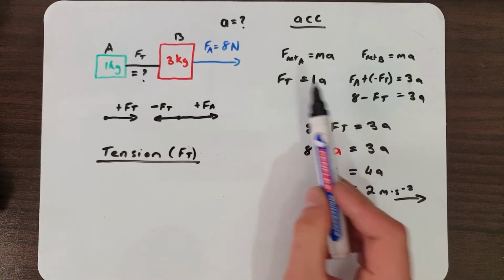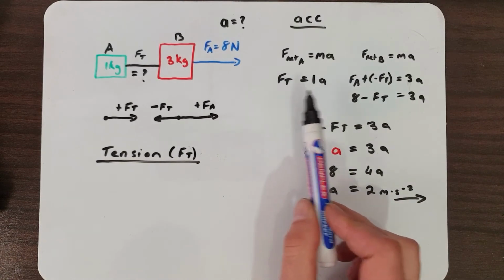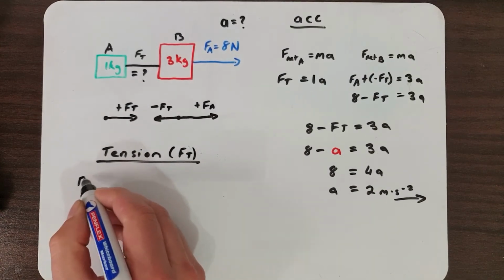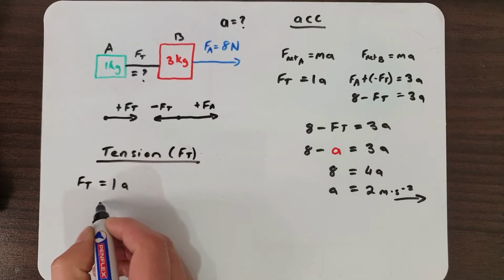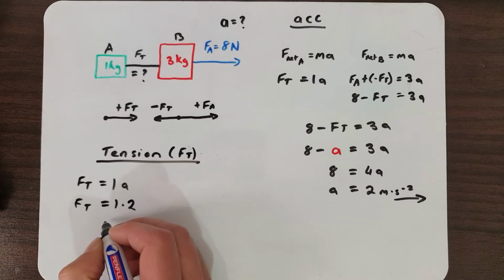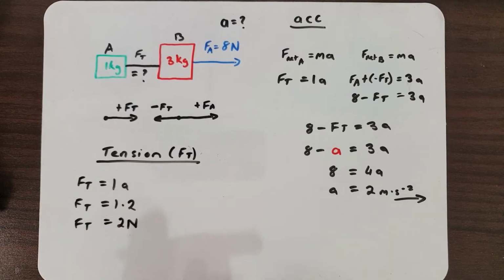Okay, so we have both these formulas. To find out what tension is for the first, or for object A, we can use that formula that the tension force is equal to 1 times acceleration. Because we now know that acceleration is equal to 2, that tells us that the tension force is equal to 2 newtons.